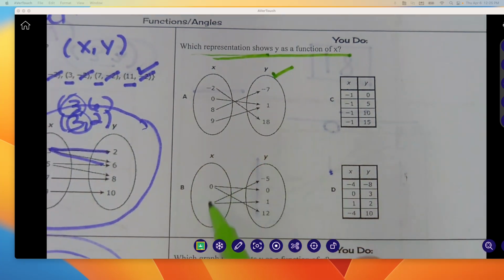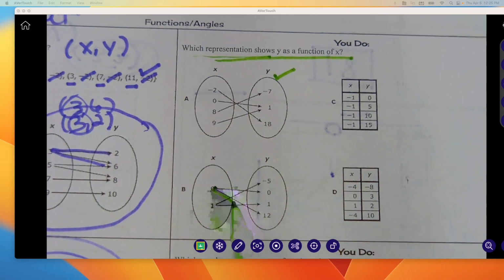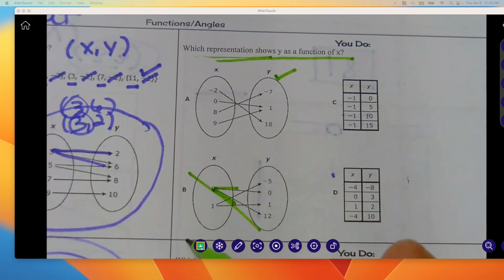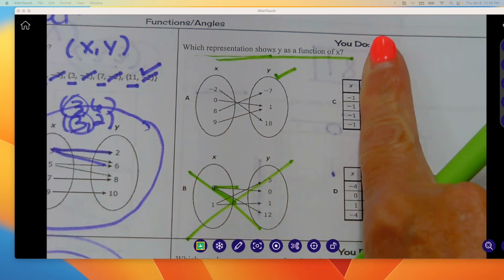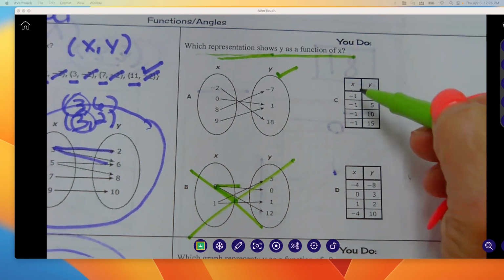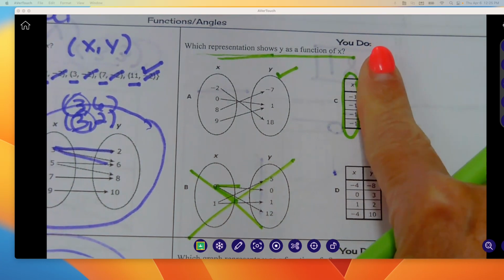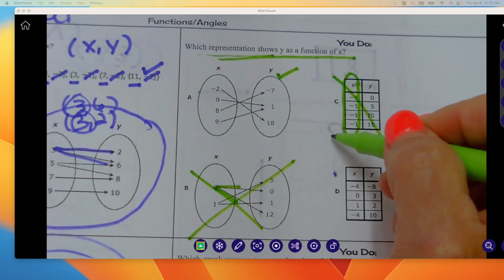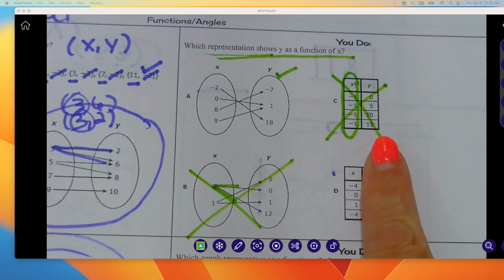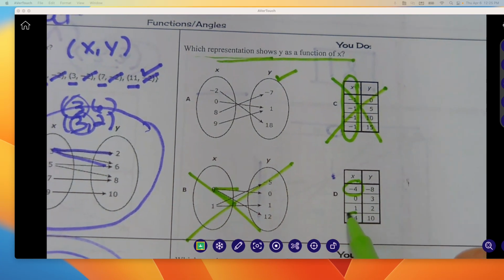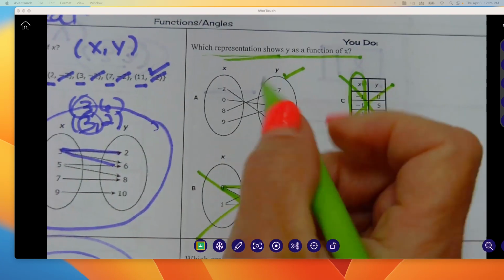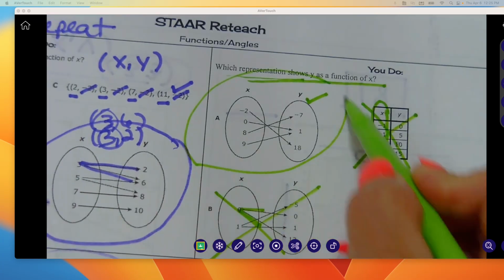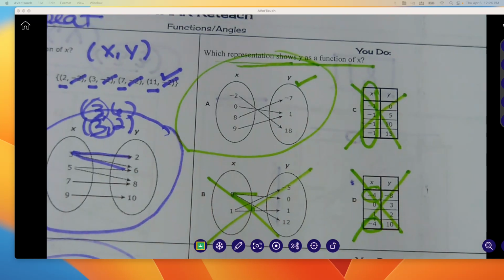If you look at letter B, the x's don't repeat, but 0 has 2 arrows coming from it. That means the x repeats. Okay? Let's look at the tables. I'm going to cover that up. If you notice the x values, they're all -1. That means they repeat. It is not a function. And the last one, we have -4, 0, 1, -4. Okay? These repeat, so therefore this is not a function. The only one that is a function is letter A. So hopefully you picked letter A.